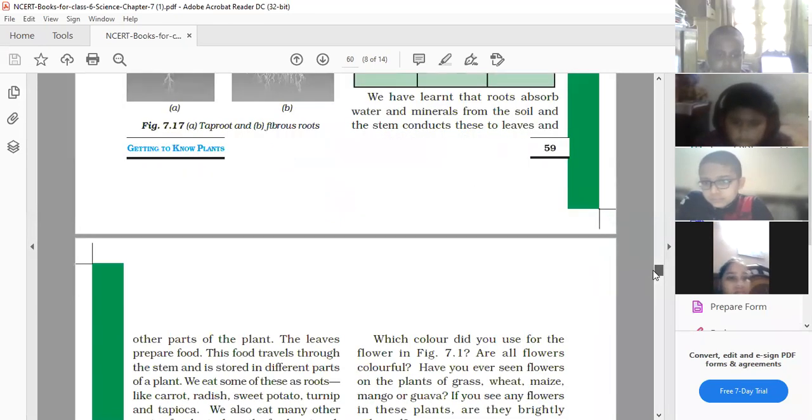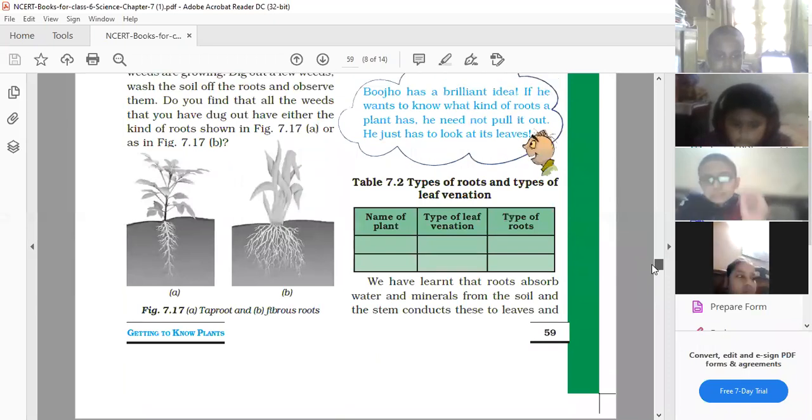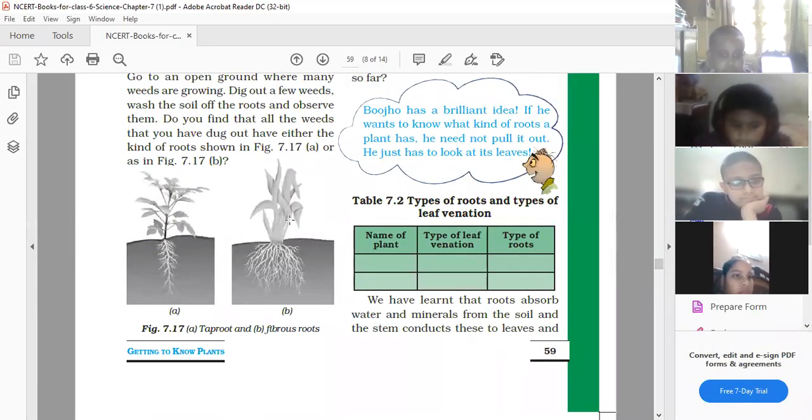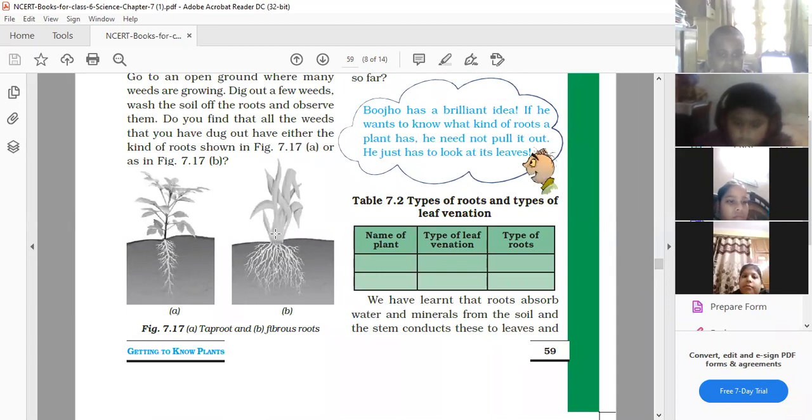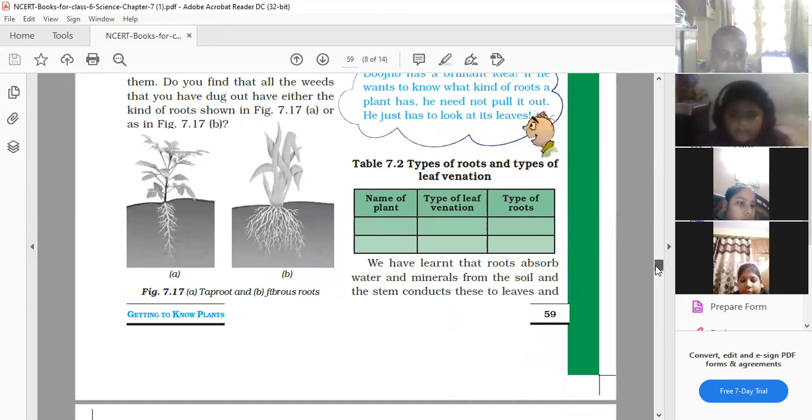After that comes, children, the venation. While seeing the leaf, we can tell the roots. If the leaf has parallel venation, then the roots are fibrous. On the other hand, if the venation is reticulate, then it has a main root. Okay, is it clear? In this table 7.2, you can write down the name of the plant, types of venation and types of roots.